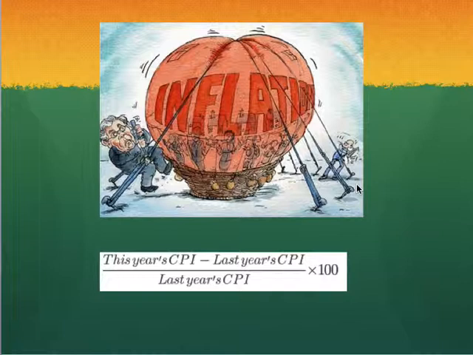Inflation is a sustained increase in the general price level of goods and services in an economy over a period of time. To solve for this, you do this year's CPI minus last year's CPI over last year's CPI times 100.